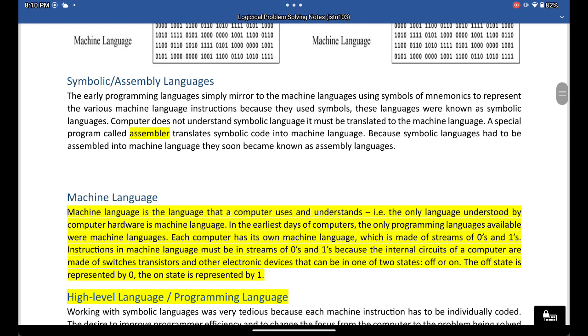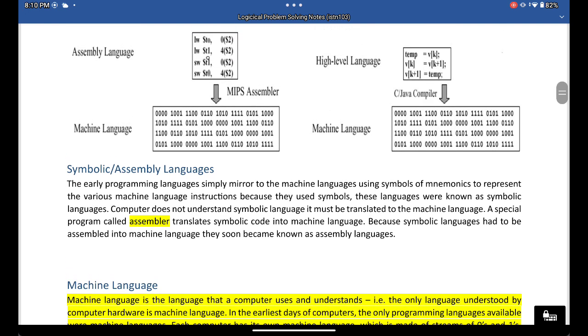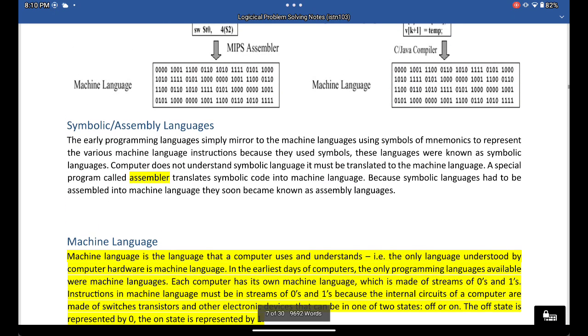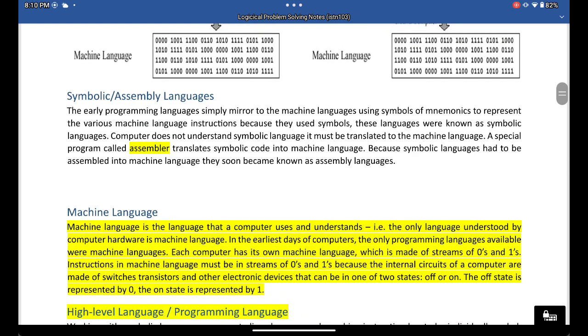So assembly language, right? As I said, back in the days, the closest they came to making machine level language easier was assembly level language. It was still very, very hard, but it was easier than just basically coding using machine level language. So early programming languages were machine level language, which is symbolic assembly languages. Now a special program called an assembler translates the code to machine level language, because anything besides machine level language the computer doesn't understand, you need a translator.